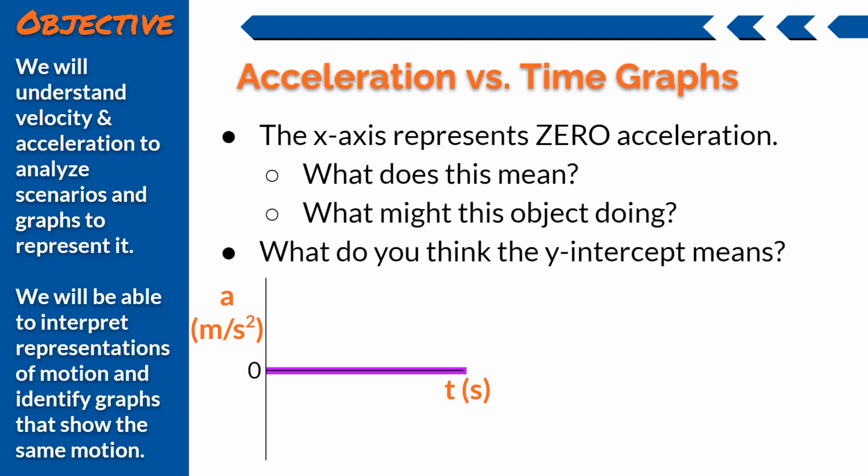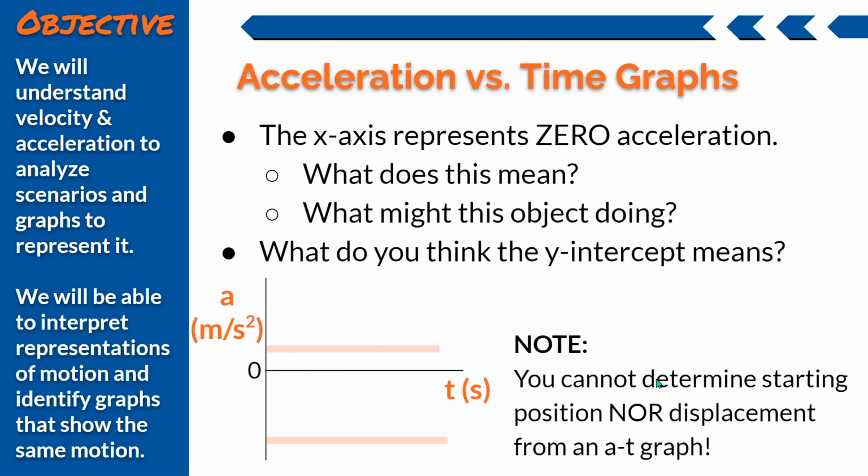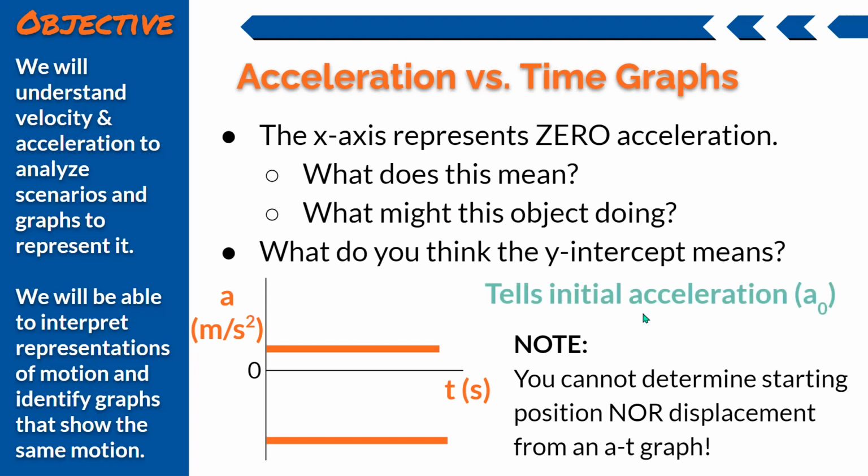I've got two options. This object could be moving at a constant speed. It could be not moving at all if it's here. Anything up here is positive acceleration. Anything down here is negative acceleration. On an AT graph, I cannot tell where I started and I can't tell how far I went. You lose information with each of these graphs. So this doesn't tell us very much at all. It just shows us the acceleration.